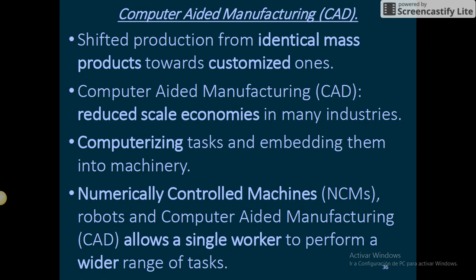Computer-aided manufacturing shifted production from identical mass products towards customized ones. It reduced scale economies in many industries. Computerizing tasks and embedding them into machinery: numerically controlled machines, NCMs, robots and computer-aided manufacturing allow a single worker to perform a wider range of tasks.